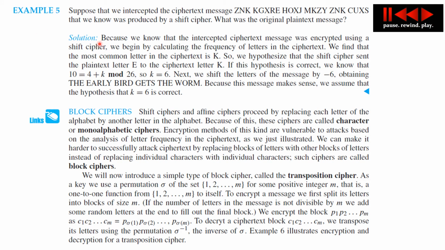Okay, so here's an example. Suppose we intercepted this message, and we know it was a shift cipher. What was the original plaintext message? You know what to do.